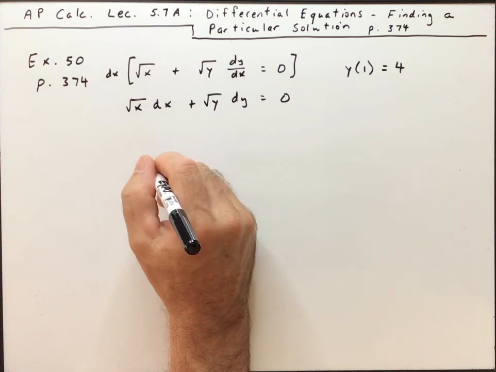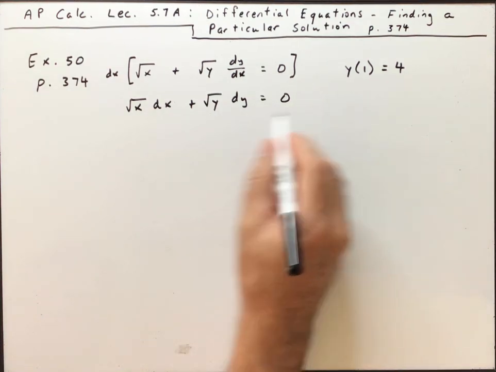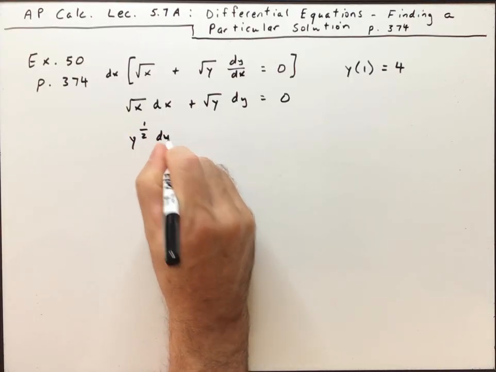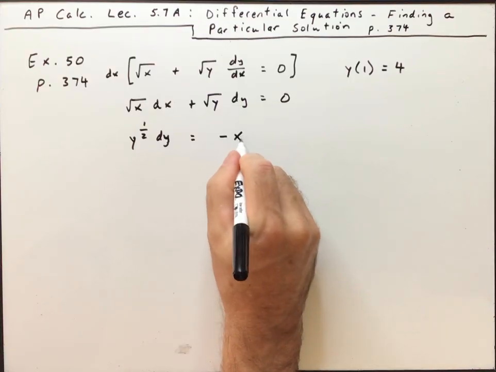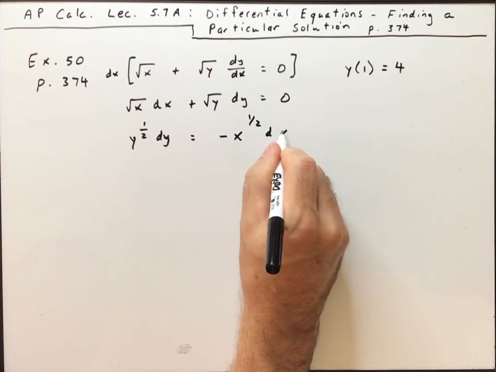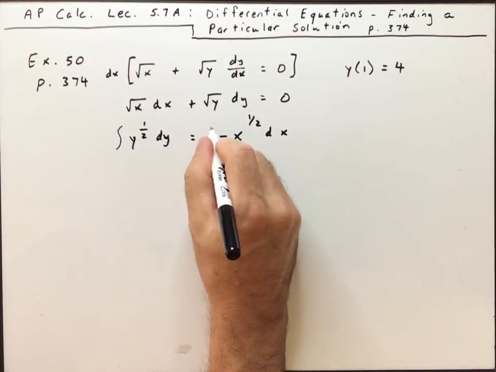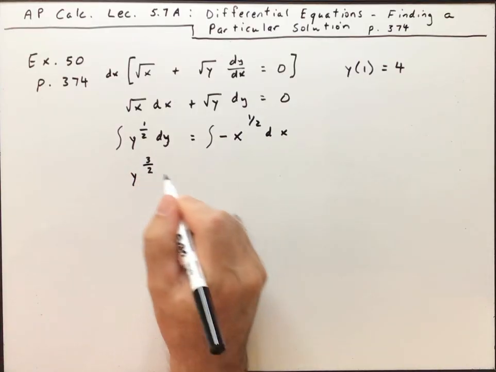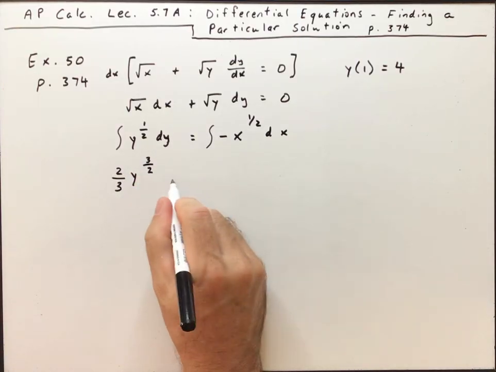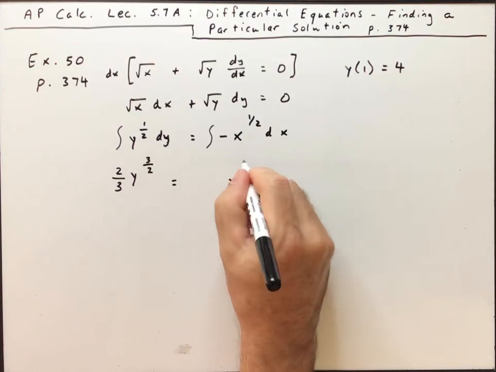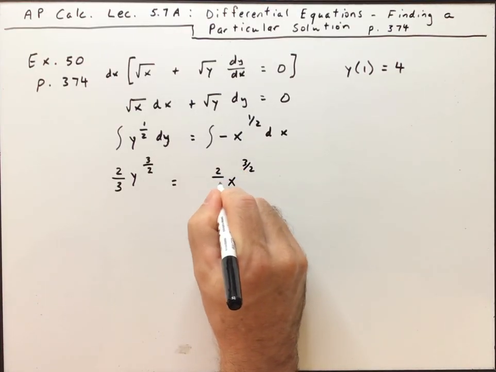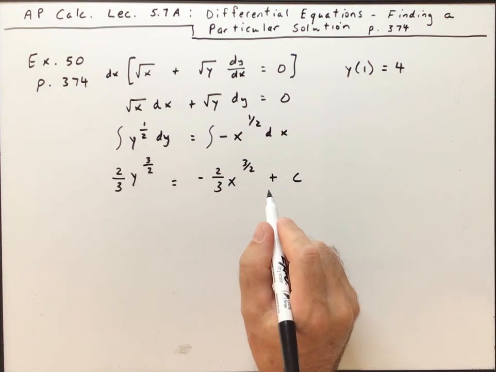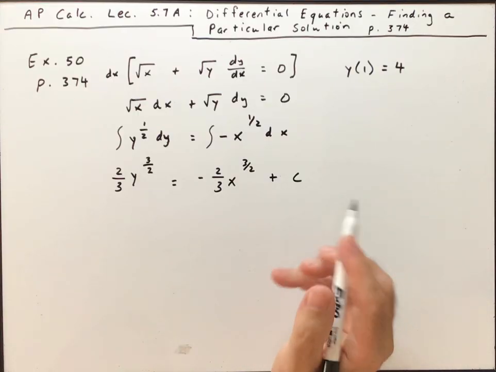Let's go ahead and we'll put the x to the right side. I'm going to rewrite this as y to the 1/2 dy is equal to negative x to the 1/2 dx. And let's take the antiderivative of both sides. So that's going to be y to the 3/2, but we'll need a 2/3 out front, is equal to x to the 3/2. We'll need a 2/3 out front and make it negative, plus c. So that is our general solution, but we have an initial condition.